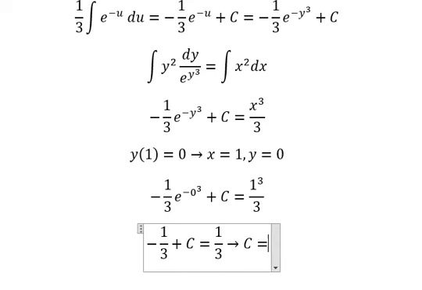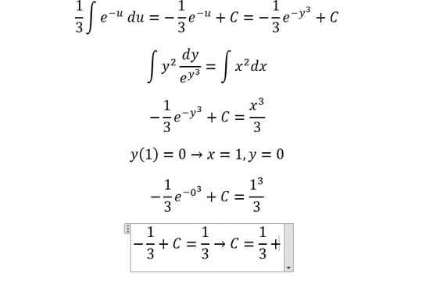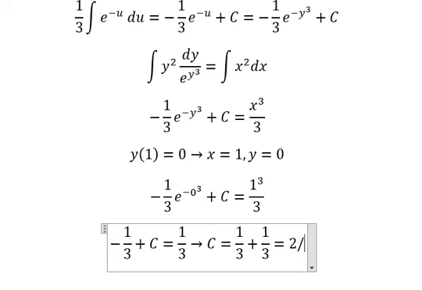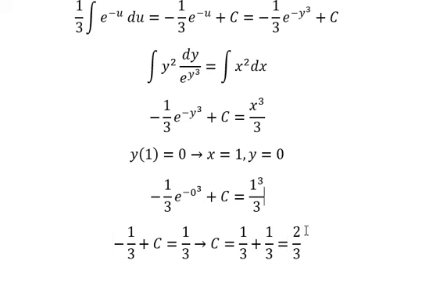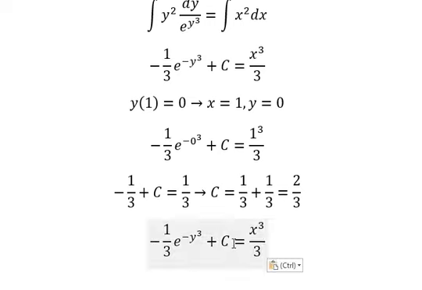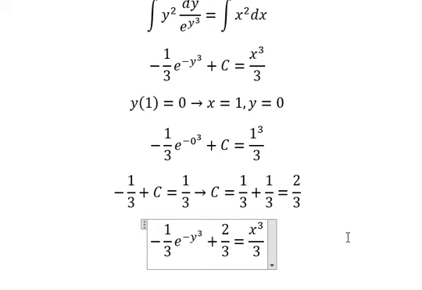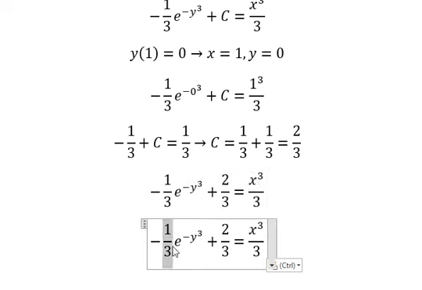And now we put negative 1 over 3 to the right, and we have 2 over 3. So we put 2 over 3 in here, sorry. And now we simplify 1 over 3 for both sides.